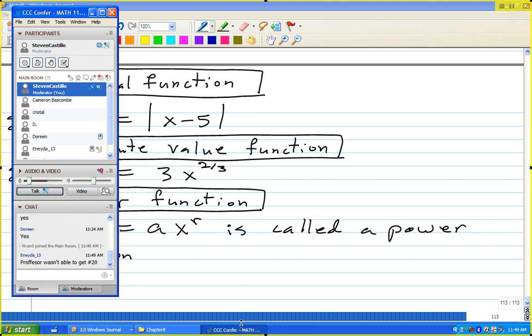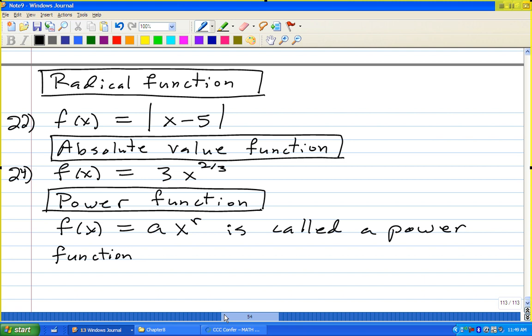You weren't able to get number 20. Oh, okay.